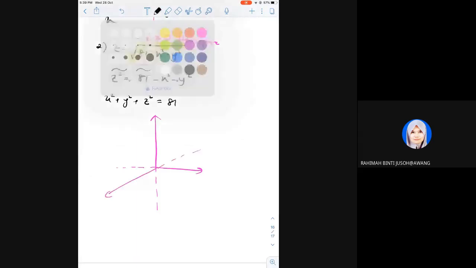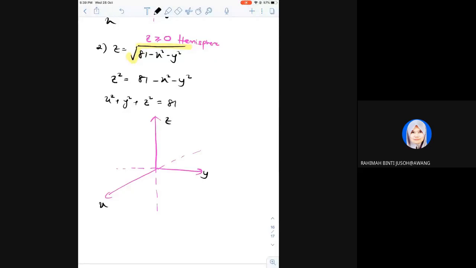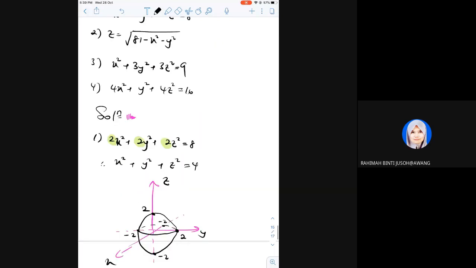X, Y, and Z. So we have this, just the cap, like that. Okay, so 81, what's the radius? 9. 9, yes, good. Here is 9, right here is negative 9. The front is actually 9, the back is negative 9, like that. Okay, next question number 3.